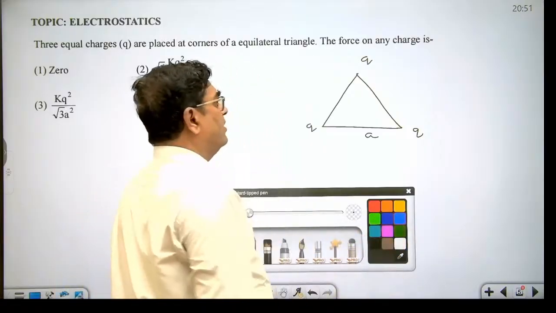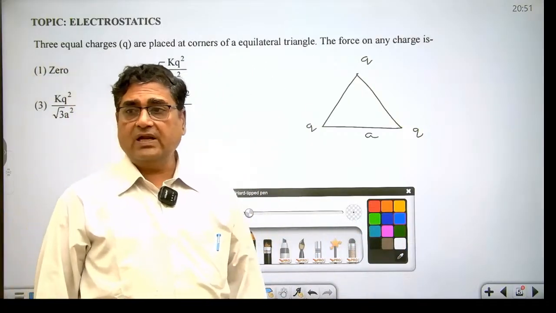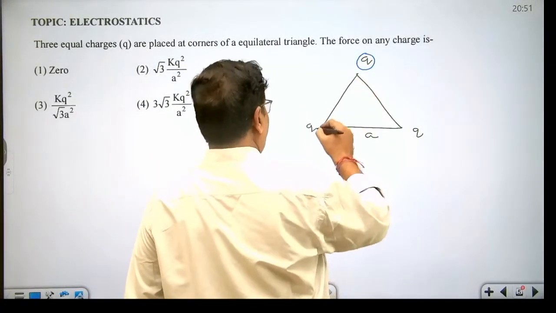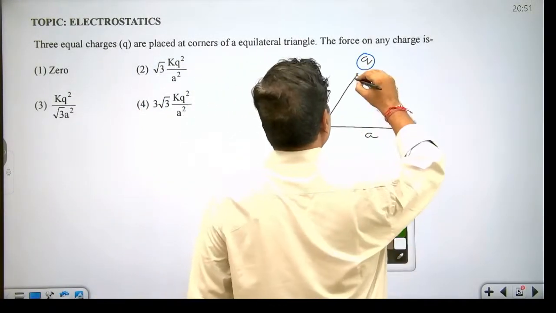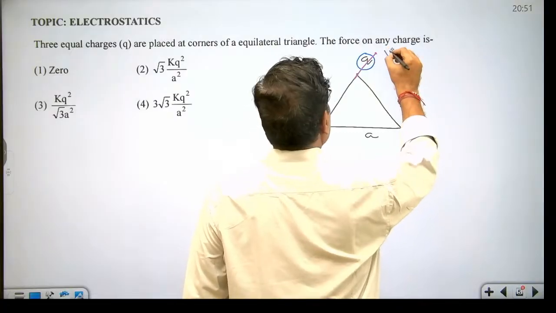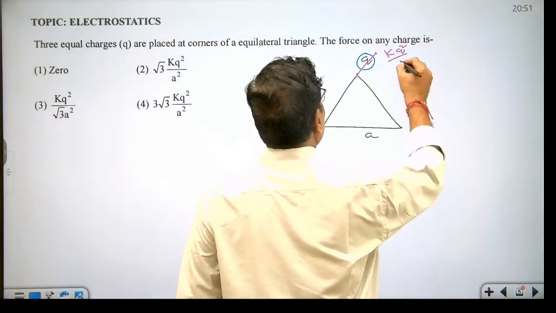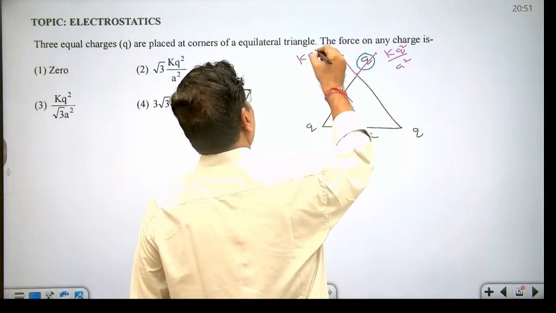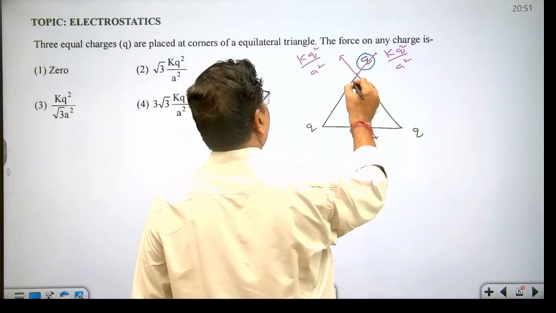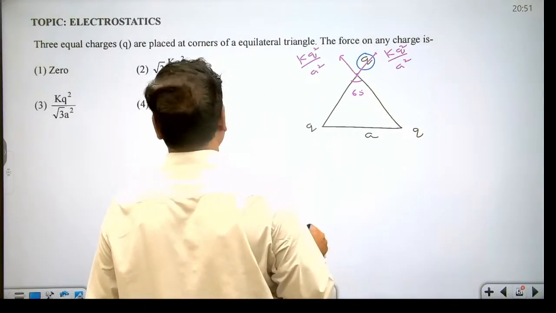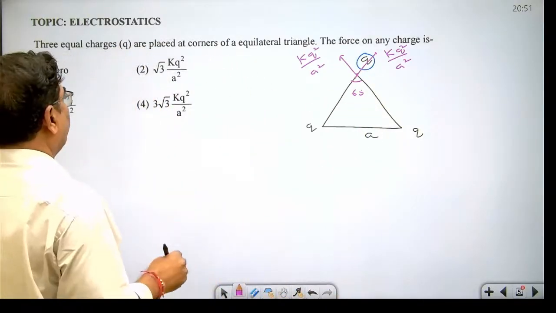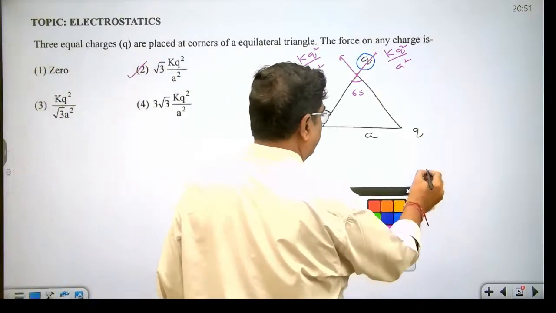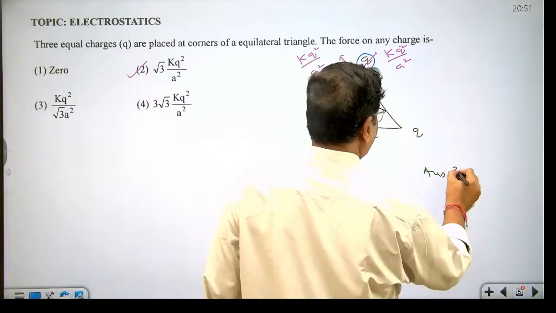Now, the direction of electrostatic force always remains along the line joining two point charges. So the force on this Q due to this Q will be in this direction, and this is equal to kq squared upon a squared. And the force on this due to this will be in this direction. This is also kq squared upon a squared. And the angle between these two forces is 60 degrees. So from vector analysis, the resultant will be equal to kq squared upon a squared times root 3. So out of 4 choices, the correct answer is option 2.